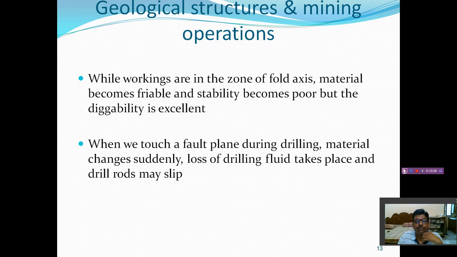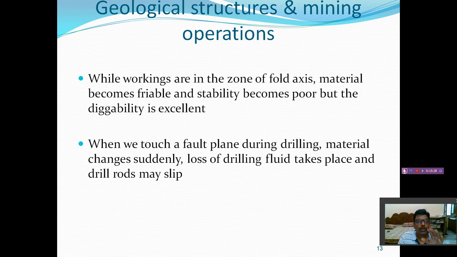Then when we touch a fault plane during drilling, material changes suddenly. These are all the questions. When you are drilling in a fault plane, the following is experienced. A. Material does not change. B. Material changes in drilling. C. Loss of fluid takes place. D. A and C is correct. Like that questions will come.